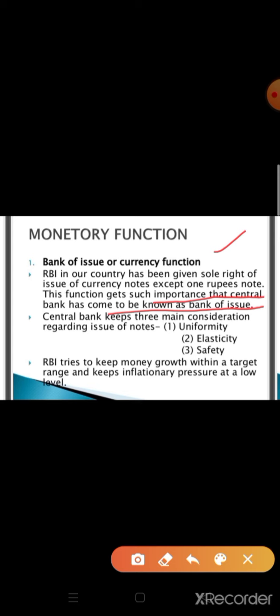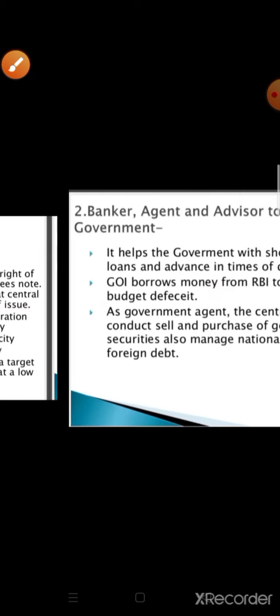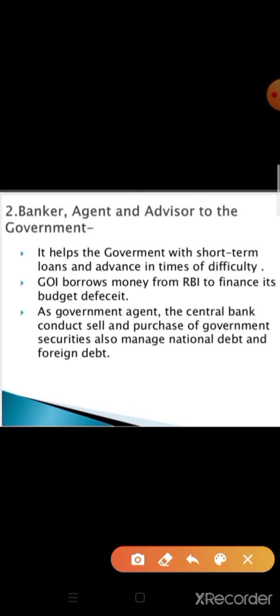The central bank keeps three main considerations regarding the issue of notes. First, uniformity, elasticity and safety. RBI tries to keep money growth within a target range and keeps inflationary pressure at a low level. Inflationary means where prices start to rise, so RBI controls that pressure and keeps it at a low level. Next is RBI Act as a banker, agent and adviser to the government. It helps the government with short-term loans and advances in terms of difficulty.